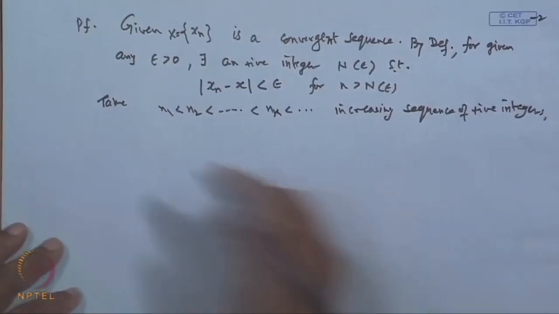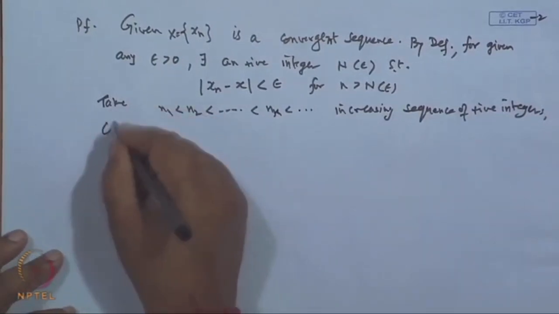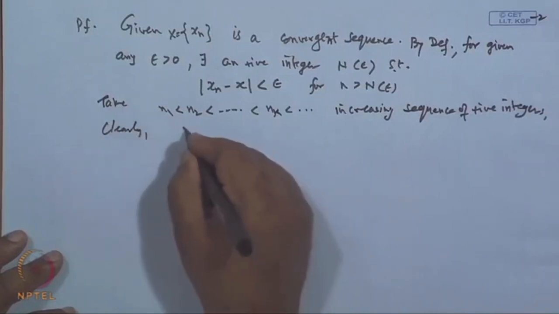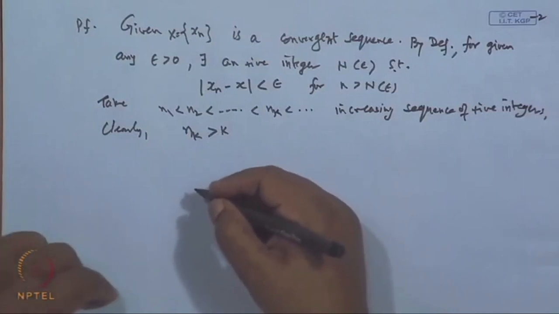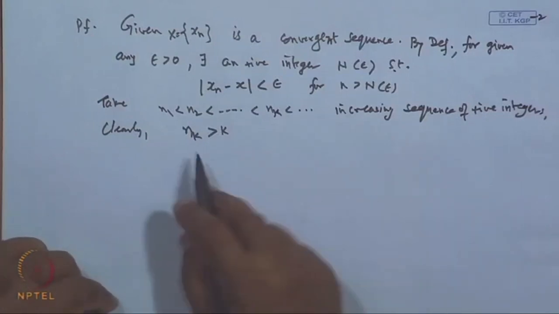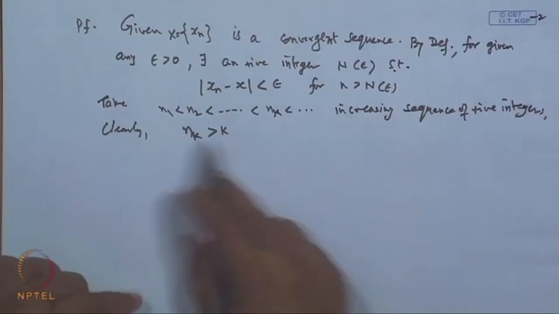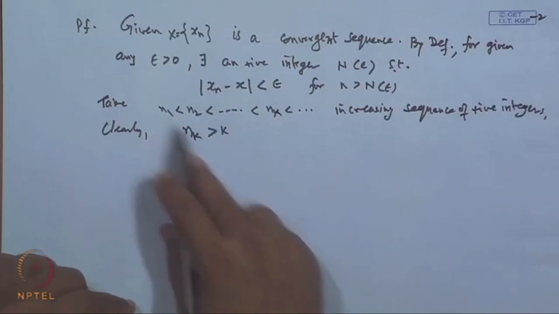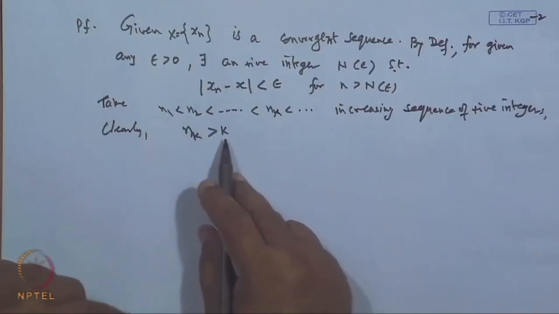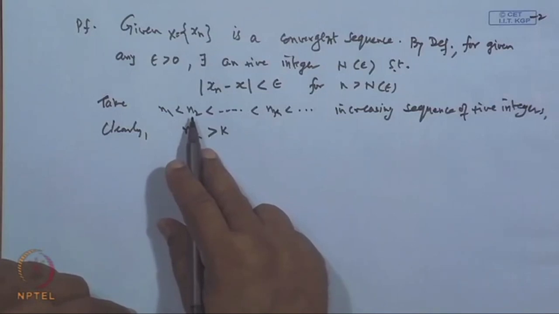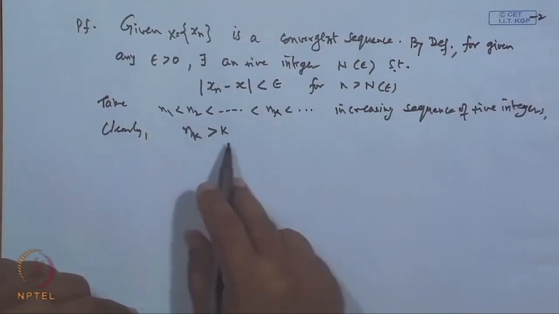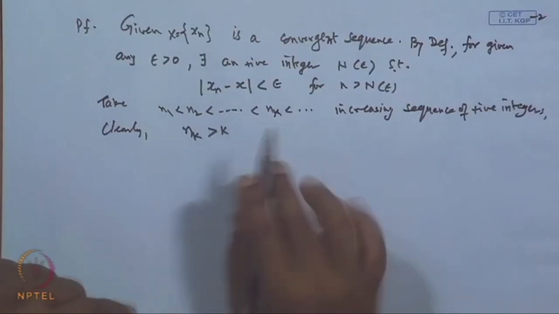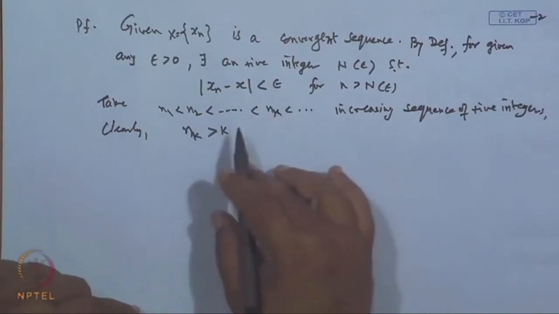Now obviously, clearly this n_k will be greater than or equal to k for any k. Because if k is 1, then you can identify n_1, which is greater than or equal to 1. Then if k is 2, you can identify another positive integer n_2, such that n_1 is less than n_2, which is greater than or equal to 2, and so on. So it is very easy to verify this.